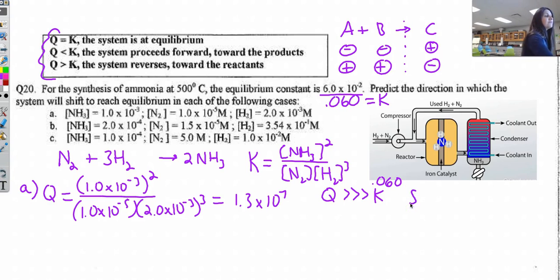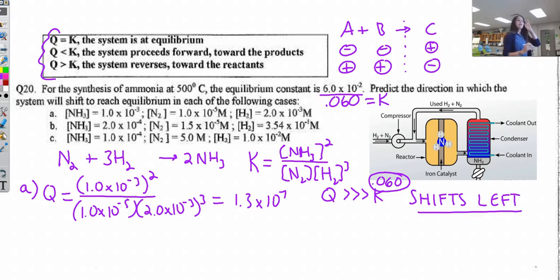When does it stop shifting left? It stops shifting left as soon as it reaches equilibrium, and your value is equal to 0.060, okay? So shifts to the left. Okay, so what I want you to do is calculate B and C. You can simply plug it into your calculator. You don't have to write it all out. Let's see what answers we get. We'll come back and figure out what's happening to the reaction when we alter the equilibrium.